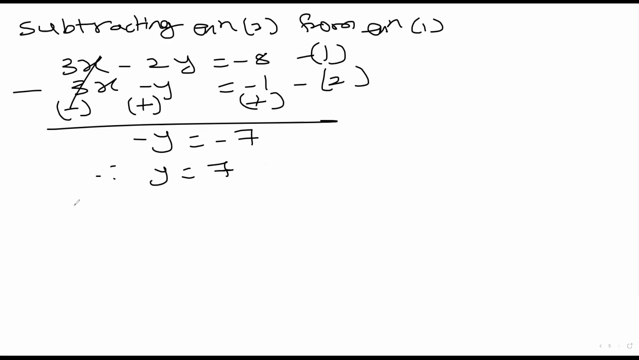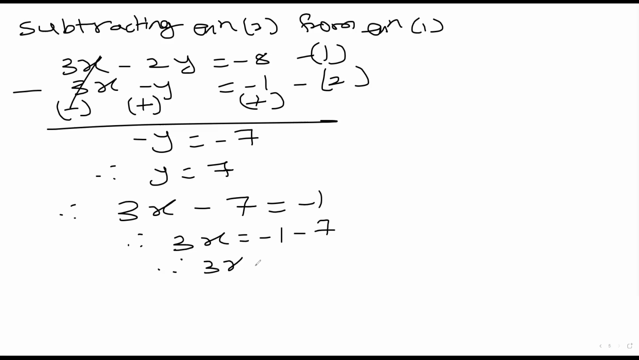So when y is 7, you can find out 3x minus 7 is equal to minus 1. So 3x is equal to minus 1 plus 7, sorry. So 3x is equal to 6. So x will be 6 upon 3. That means x is equal to 2.